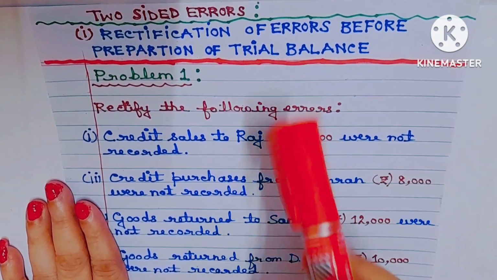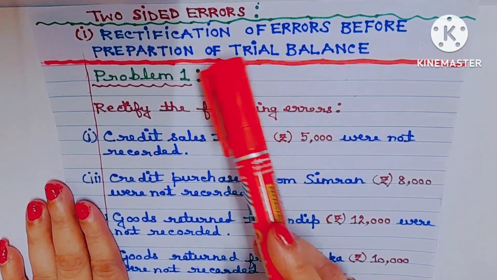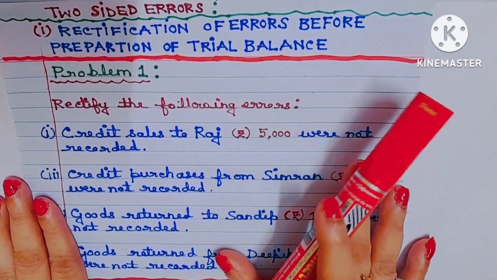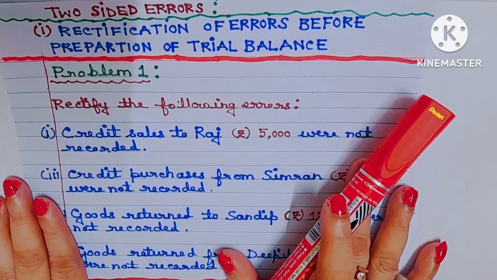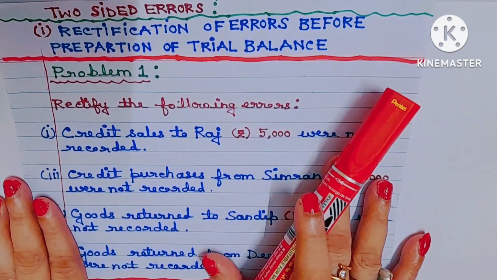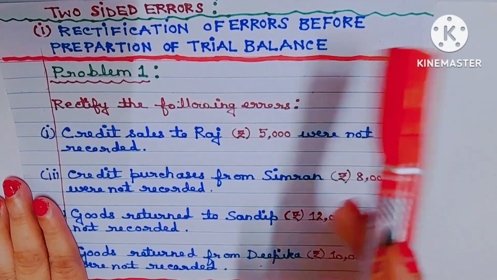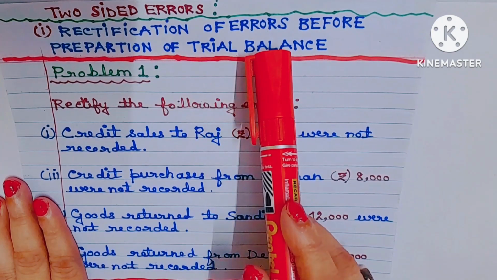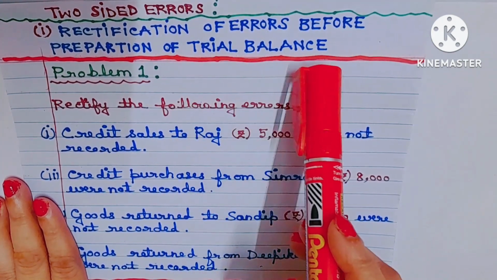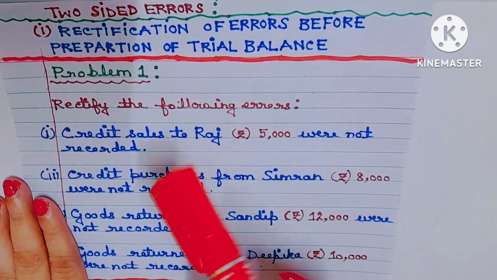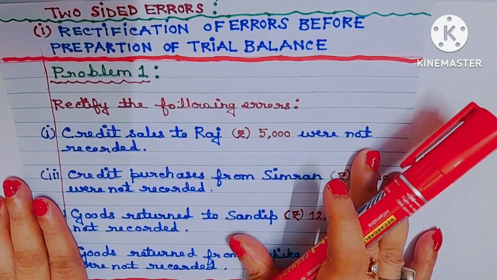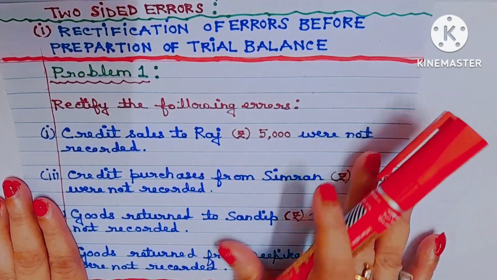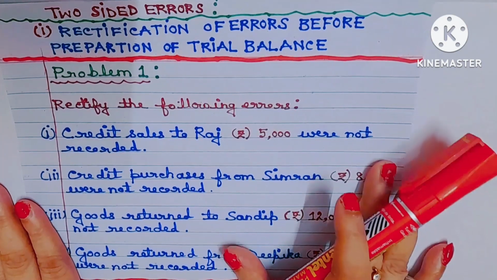Understood? Now this is the first stage, that is rectification of errors before preparation of trial balance. In this stage, we cannot take the help of suspense account. Please remember this thing. In the second stage, we can take the help of suspense account. Now what is the second stage? The second stage is rectification of errors after preparation of trial balance with the help of suspense account, but before preparation of final accounts. Okay, but this is the first stage, so suspense account will not appear. Okay, now let's start doing the problem.